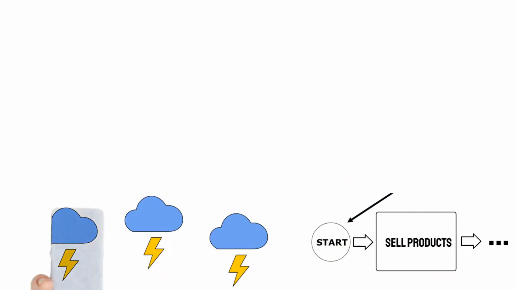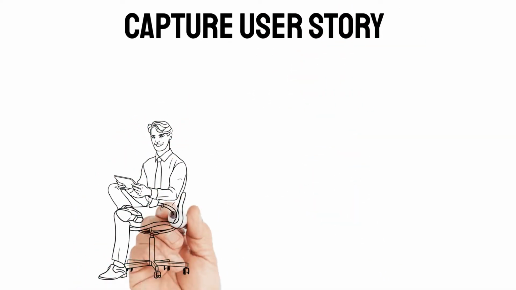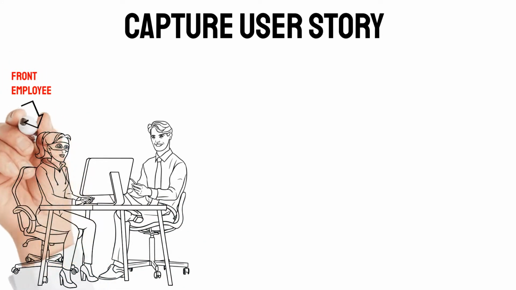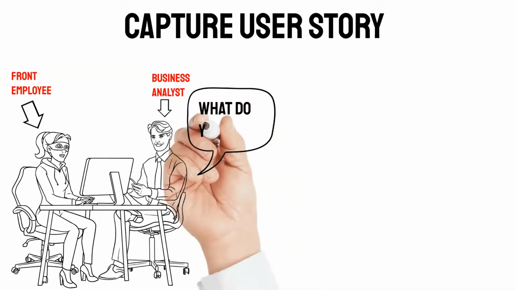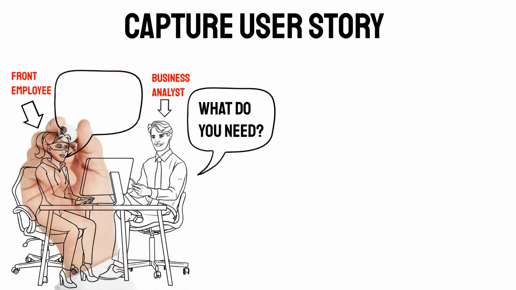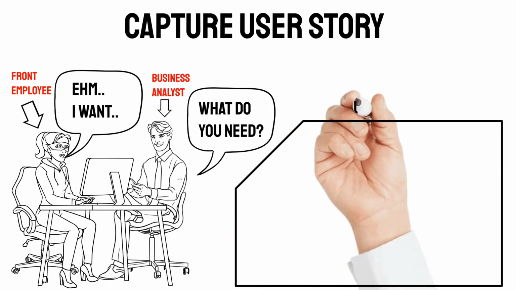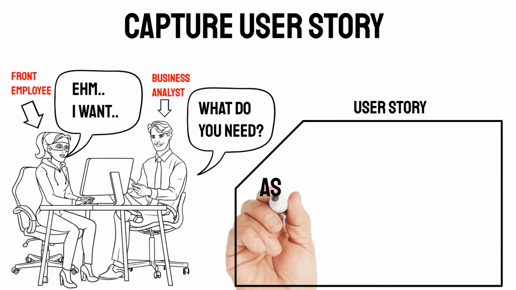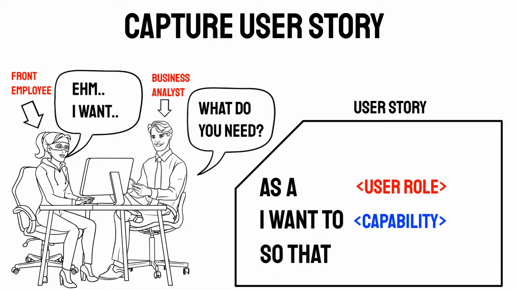After understanding the business need, let's now have a look at how to capture a user story. Here illustrated, you can see the business analyst and the front employee, and the business analyst has the job to really find out what is the requirement of the front employee. So what does the front employee really need? And for this, the user story template is very often used in agile projects. The user story template is basically just describing a functionality in the following format. It always says as a, then the user role, I want to, then the capability of this functionality, so that, and then the benefit. Let's make a practical example on how to use a user story.